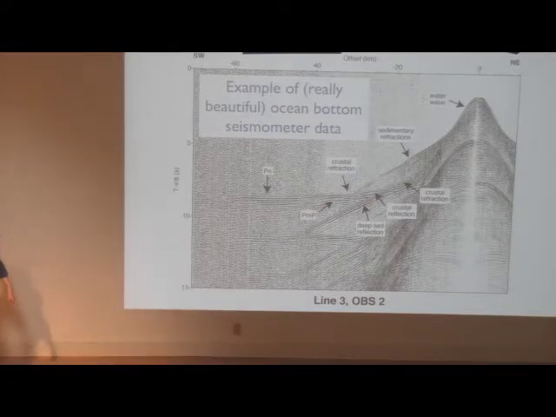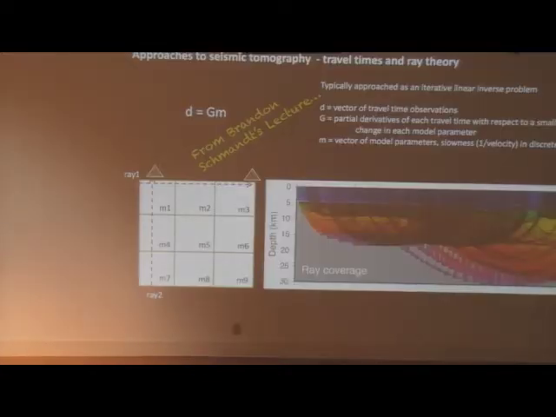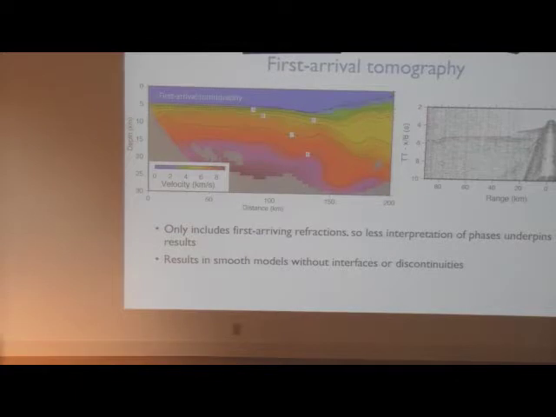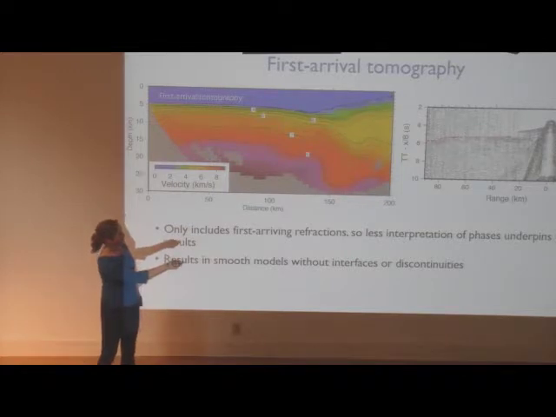And so you're ignoring a lot of information, but then you have almost no ambiguity about what reflections you identified in different parts of the data set and how they're related to one another. This is just an example from off of Alaska where we did just that. So we're again looking in depth across the incoming plate. Here's an ocean bottom seismometer.